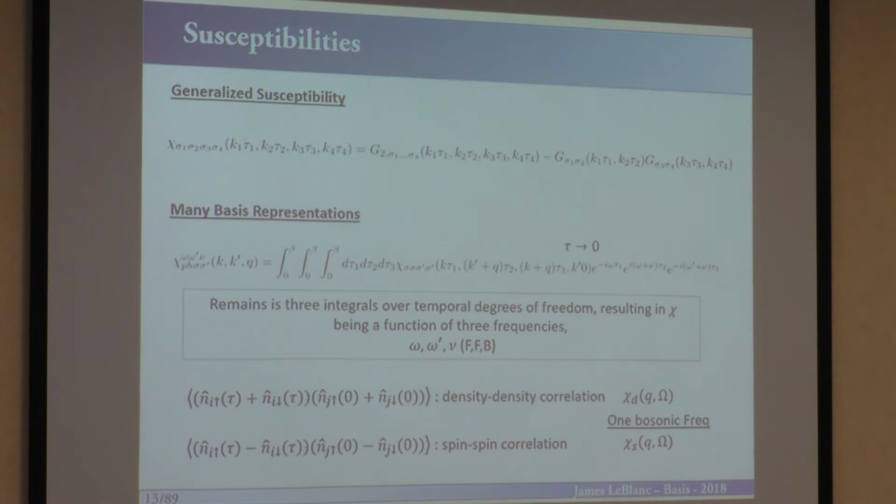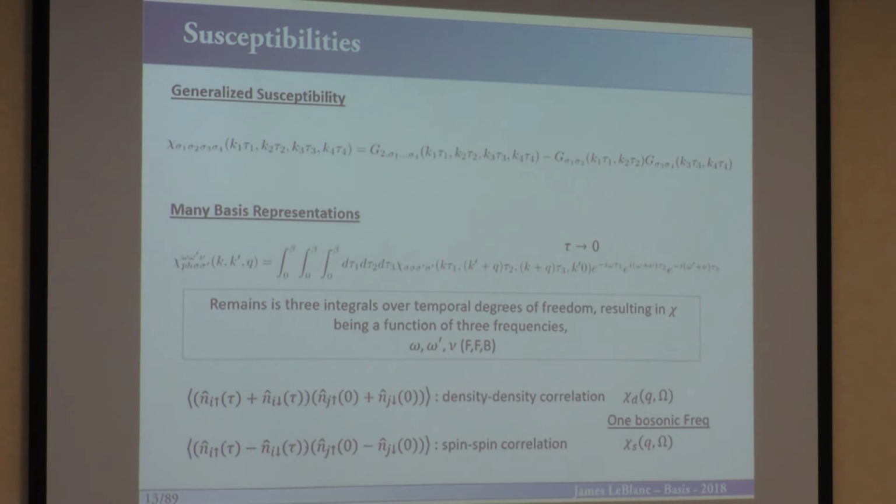And this is just the equation now for the Fourier transform that you want to perform. And those details, the only thing I want to focus on is that because there's 3 temporal degrees of freedom, you wind up with 3 frequencies when you're done. So that's the origin of the 3 frequencies I was talking about before. 2 of them are fermionic, and 1 of them is bosonic.